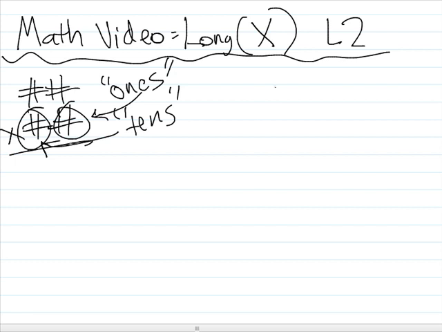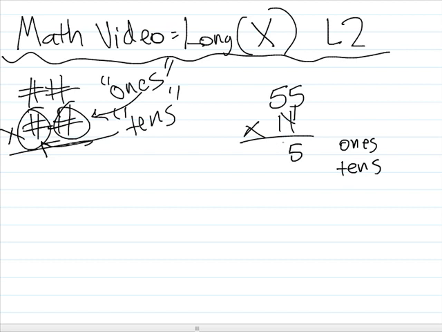Let's start with an easy one. 55 times 11. So first we're going to take care of the ones. This is going to be our line for ones, and this will be our line for tens. And so what we'll do is we'll go 1 times 5 is 5. 1 times 5 is 5. So in other words, it's 55.